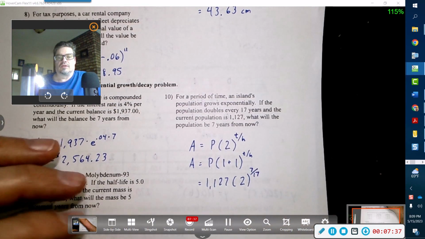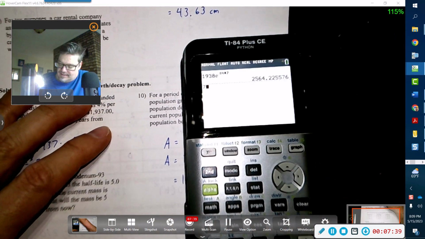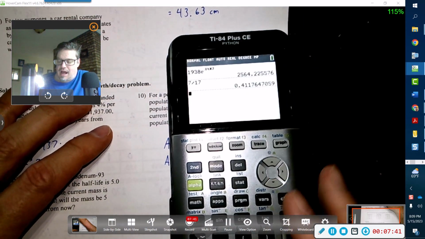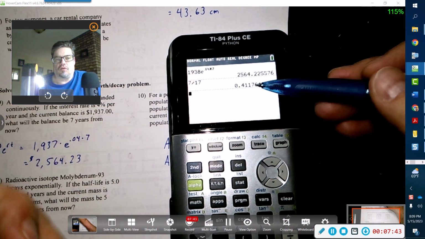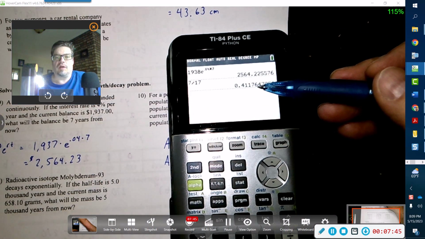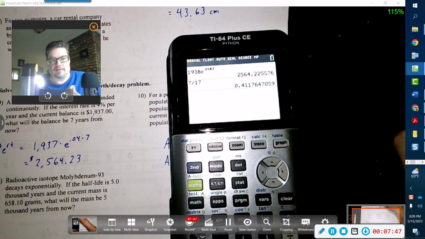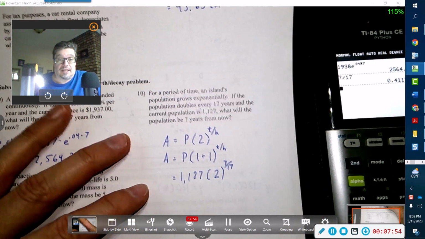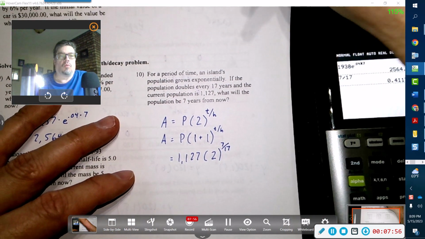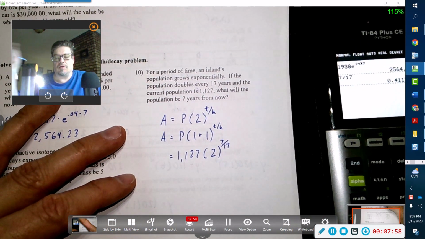So I want to know, if I were to take 7 divided by 17, I'm not raising it to a full double time. I'm raising it to 41% of that double time. So I can't take 100% of a doubling. That makes sense. If it was 17, it would be a perfect 1, and then it would be 2 to the first power. It would have doubled.